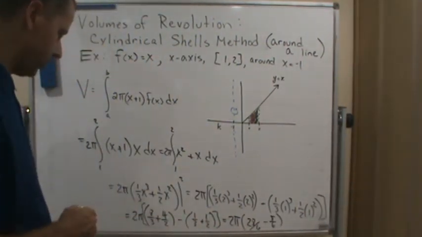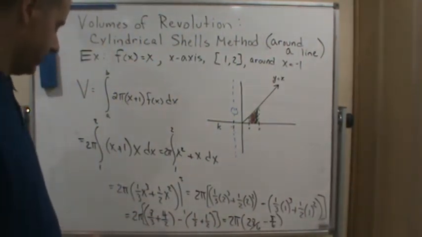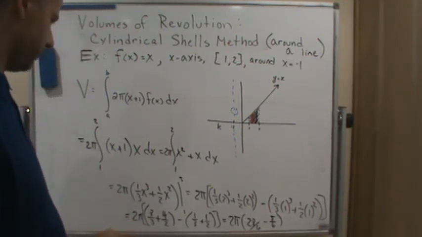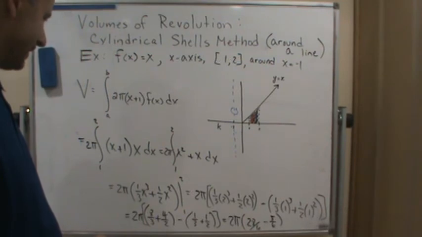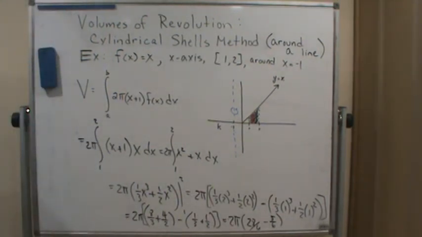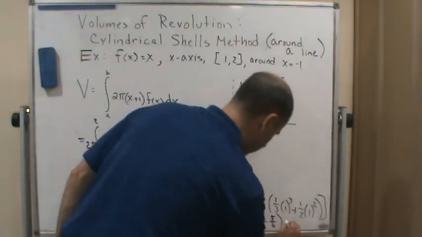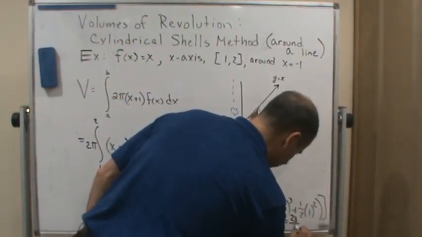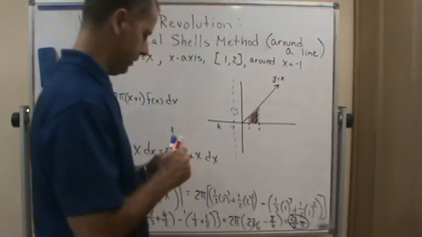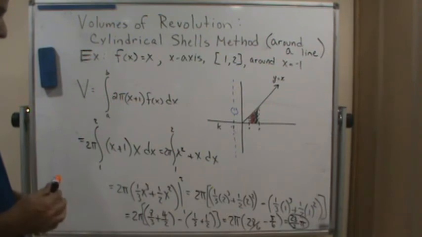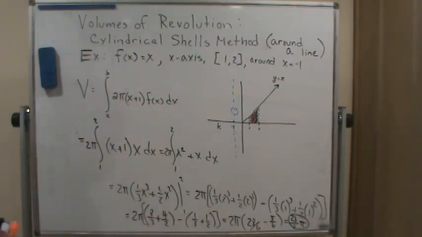So the final answer, 23/6 times 2 pi, is going to be 46/6, which is 23/3. Yeah, 23/3 pi. That's right. And you're done. Units cubed, of course, it's volume. Or if you wanted to change that to a mixed number, it is going to be 7 2/3 pi. Okay, that's it.